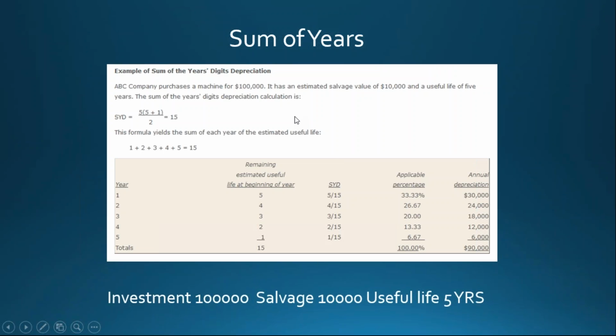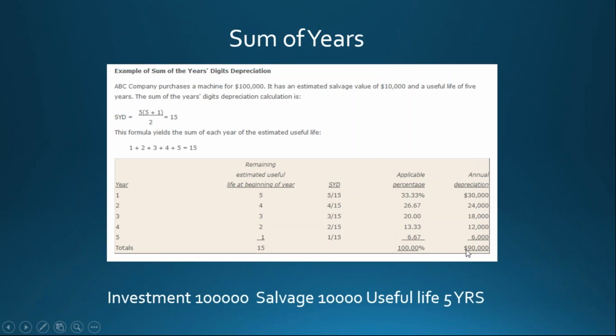1/3 of them, remember, we took that 10,000 off the top. So what we're trying to do is depreciate $90,000. So 1/3 of 90,000 is $30,000. We take that $30,000 off and the next year, we got 4 over 15. So we depreciated at a rate of 26.67%. We take that rate, that takes us to 24,000 and so on until we get down to year 5.